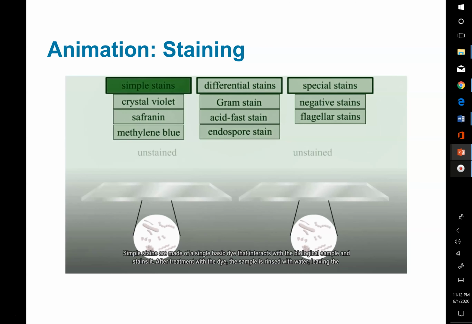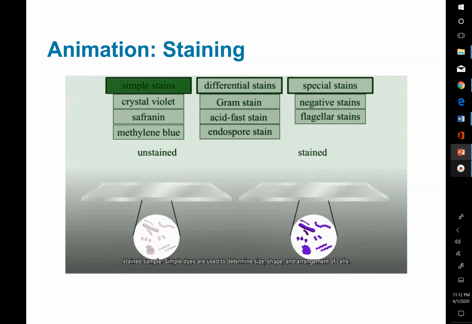Simple stains are made of a single basic dye that interacts with the biological sample and stains it. After treatment with the dye, the sample is rinsed with water, leaving the stained sample. Simple dyes are used to determine size, shape, and arrangement of cells.